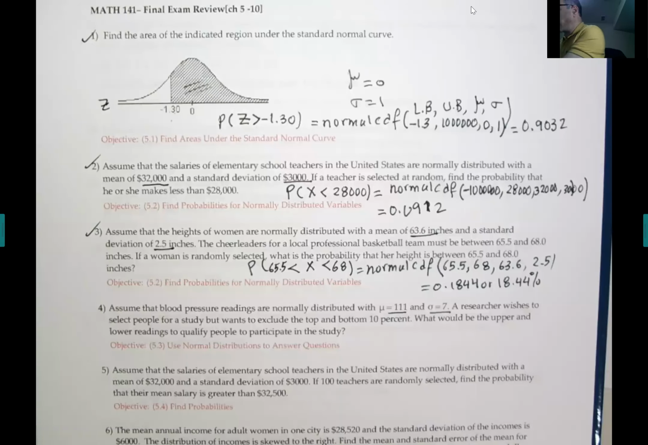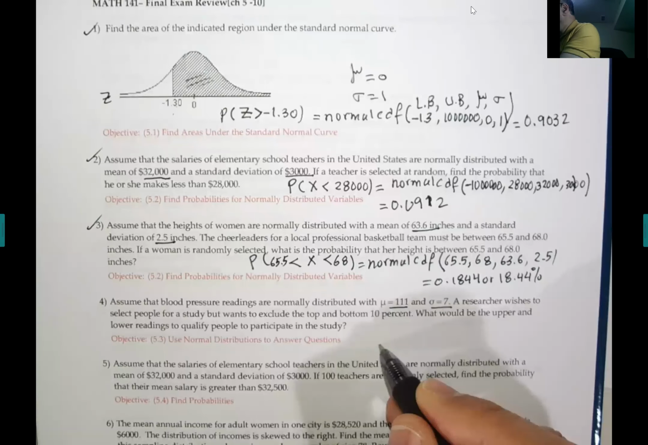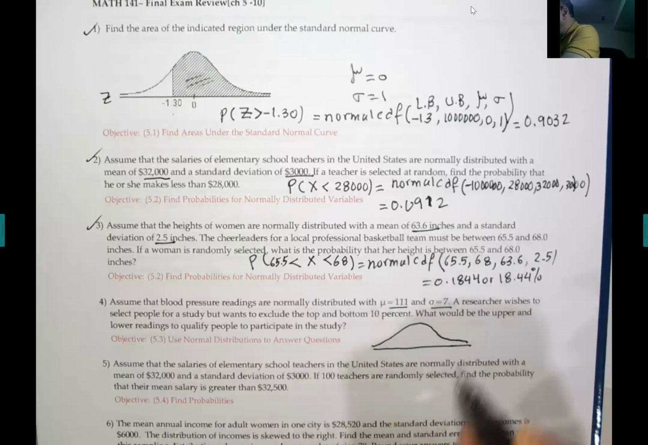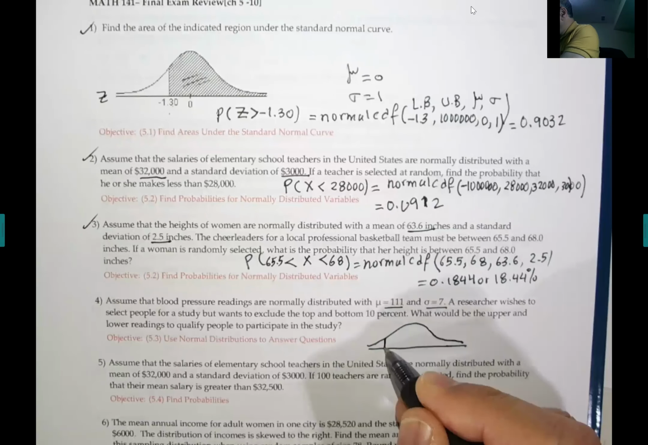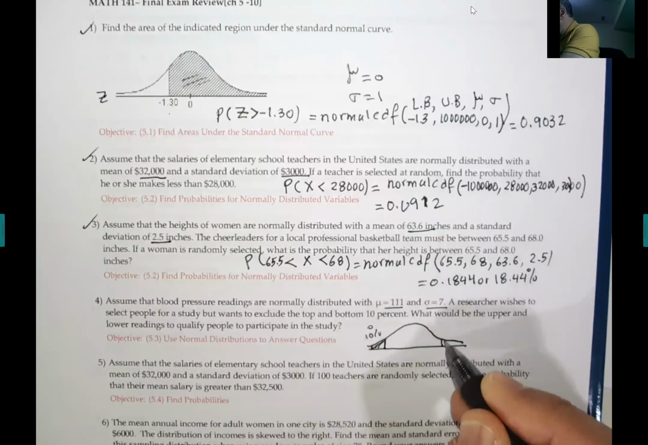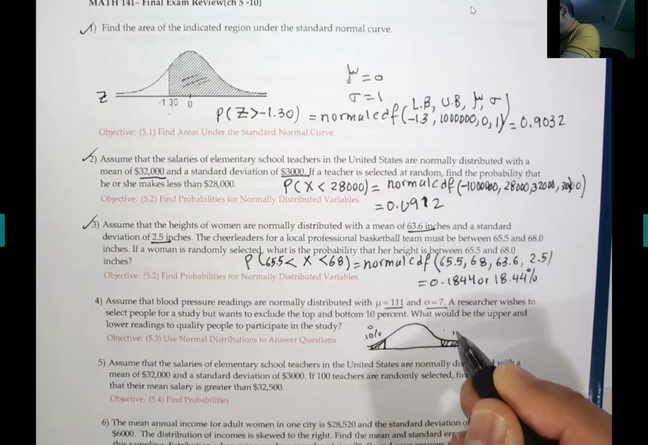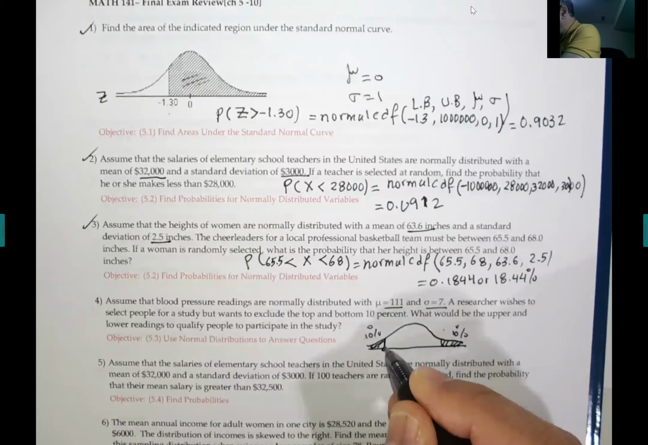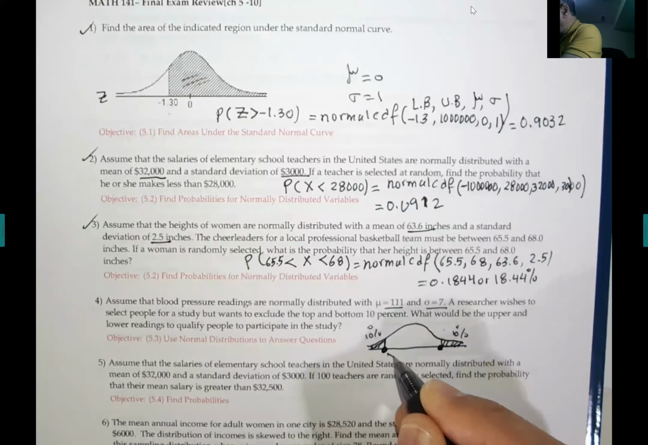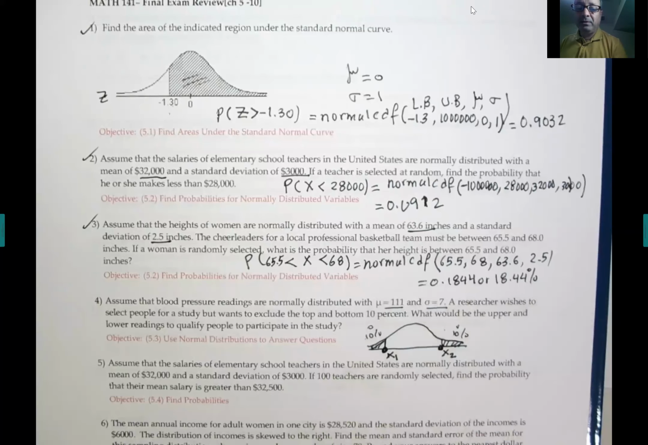So let me show you a sketch on how to do this. This is where everybody is. We want to exclude the bottom 10% and we want to exclude the top 10%. And we want to take people who are between this point and that point. So you guys, you have to find the values here. You have to find this X value and you have to find that X value. One is going to be low and the other one is going to be high. Here's how you find them.